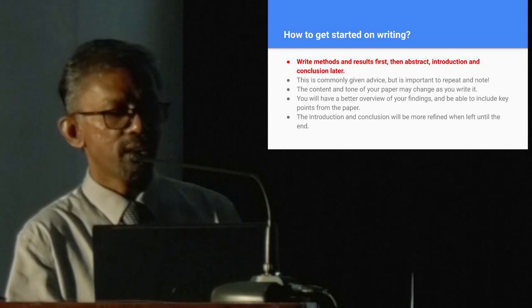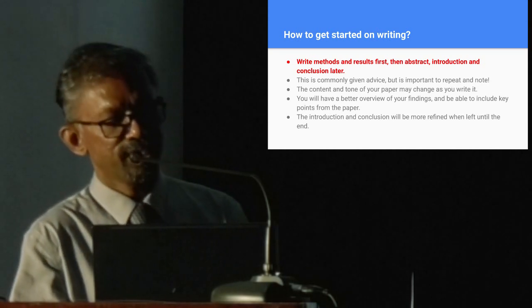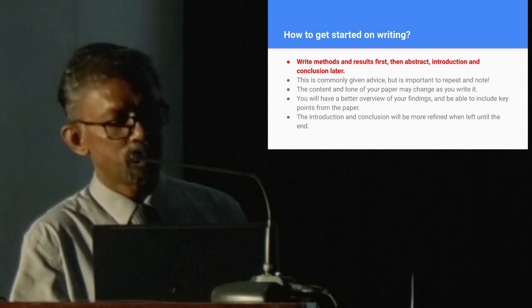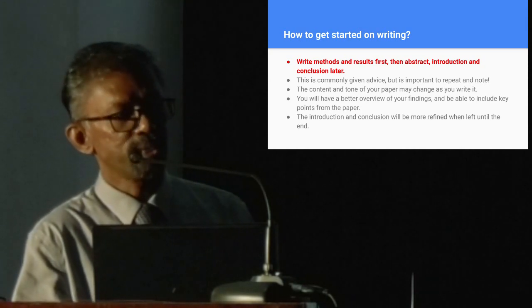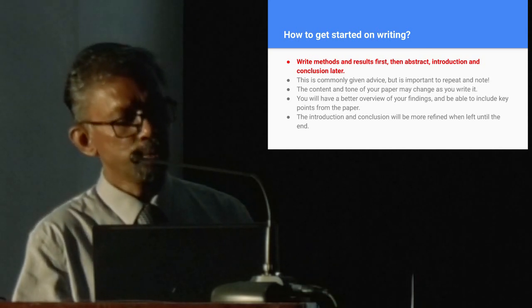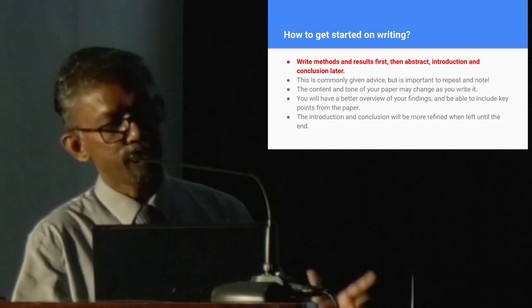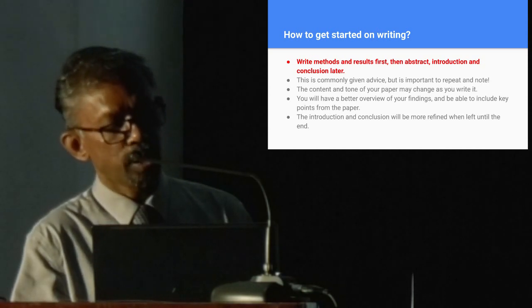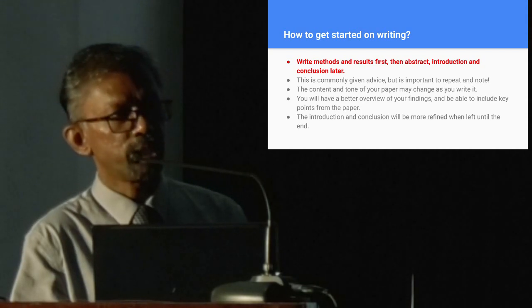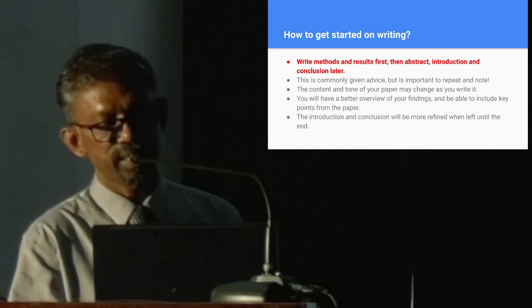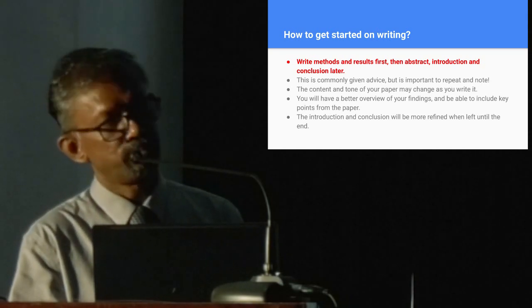So when you are writing a research paper, there is always this standard advice. Write the methods and results first, because you have done your research and everything is available to you. So write your methods and results first, and then go and write the abstract, and then the introduction and the conclusion later.